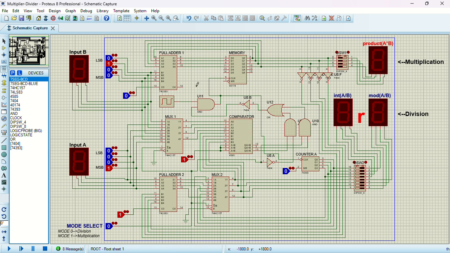So everything else is the same. You see full adder, memory, comparator, counter, everything else is the same. But the only difference is these extra muxes here. So yeah, that's the whole idea, guys.